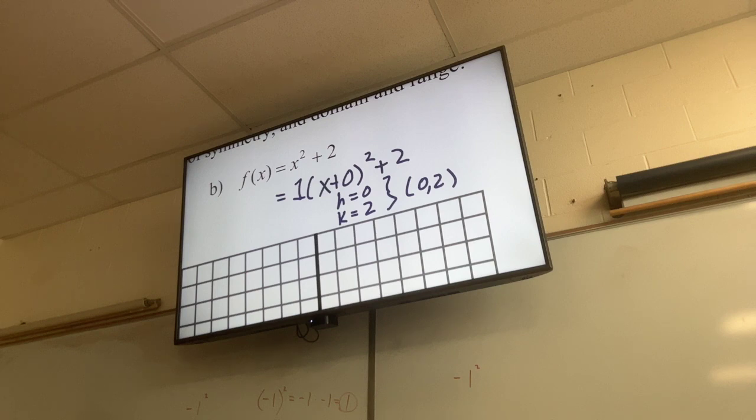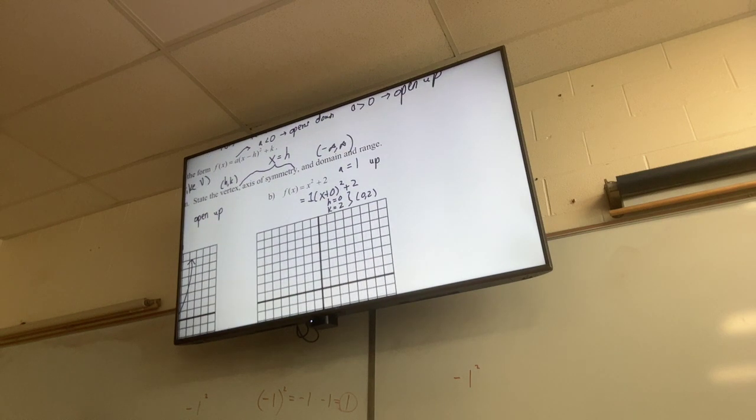What's my A here, guys? My A is 1. So am I going to open up or down? Up. And why is that? A is positive. And then what's my AOS? What's my axis of symmetry? X equals 0.